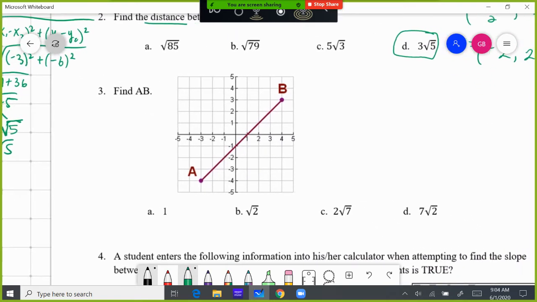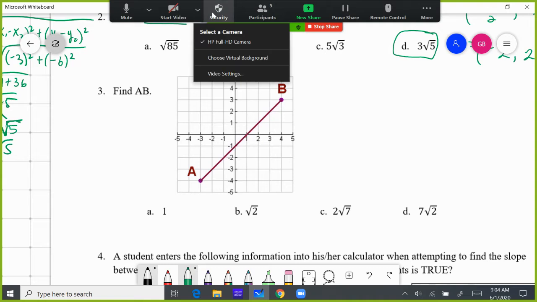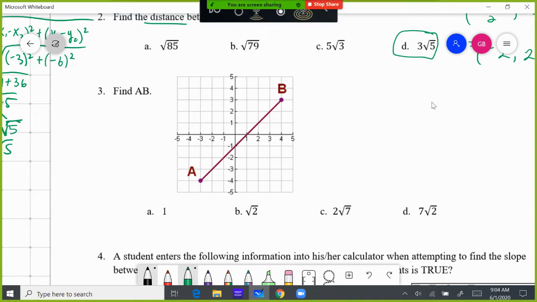Okay, number 3. Find AB. There's two different ways to find AB. You could use the distance formula, or there's something else. Can anyone tell me what's the other way I could find it? Or you could type it in the chat. The other way to find it is by using the Pythagorean theorem, because this actually makes a right triangle.